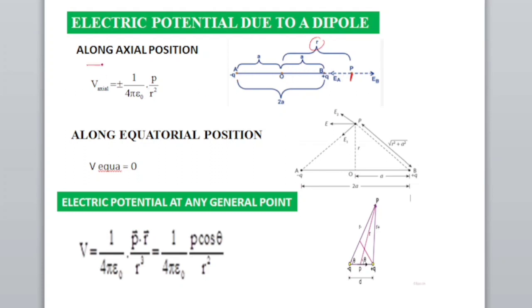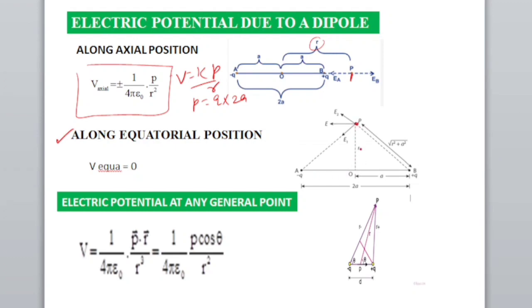So the total potential along the axial position is given by 1 by 4 pi epsilon naught, p by r squared, where p is the dipole moment and p is given by Q into 2a. You can also write it this way: V equals kp by r squared, where k is 1 by 4 pi epsilon naught. Now next, along the equatorial position. The equatorial position is along the perpendicular bisector of the dipole.